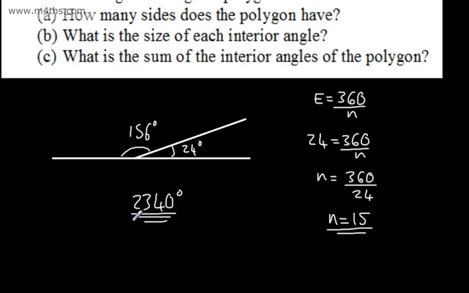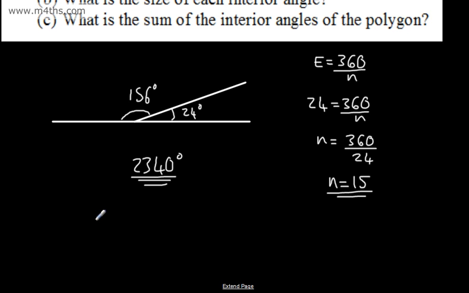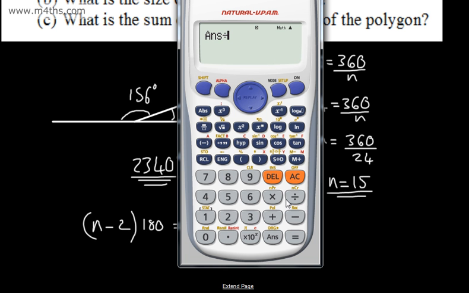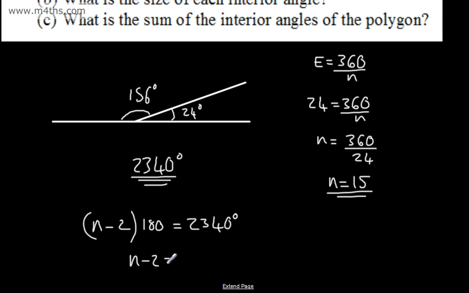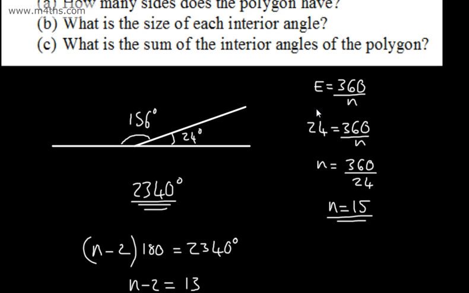So if you wanted another way of thinking about this, if the sum is 2340, we can say now that the number of sides minus 2 multiplied by 180 will give us this value right here. This is just another way of looking at it. So if we divide this by 180, that gives me 13. So n minus 2 is equal to 13. So the number of sides is going to be equal to 15. You don't need to do that, it's just an alternative approach.